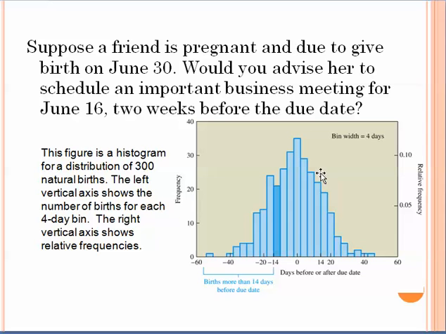So basically, you've seen distributions before. This just shows a distribution of how many births there were based on days before or after the due date. The 0 is the actual due date, and the negative numbers are how many days before the due date. The positive numbers are days after the due date, and the height of the bar is how many births fit within each category.